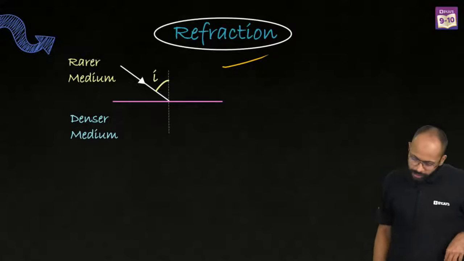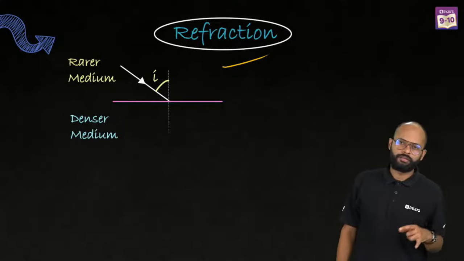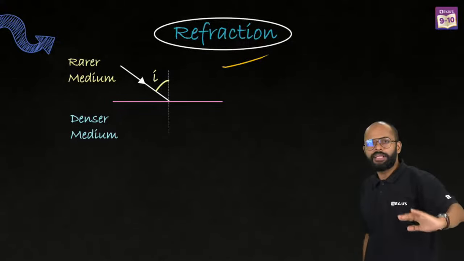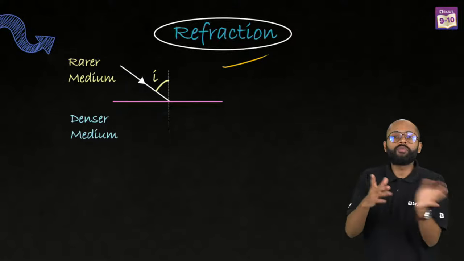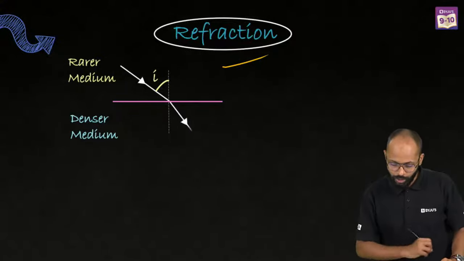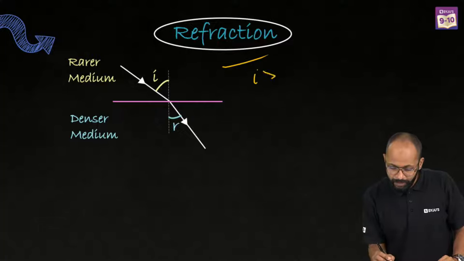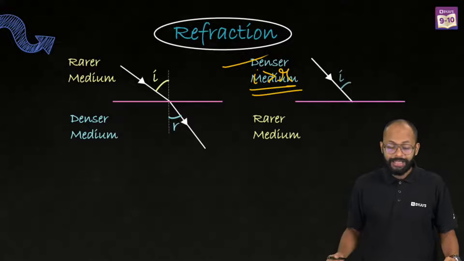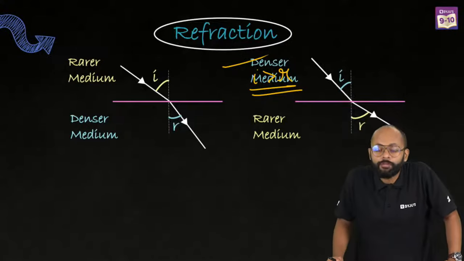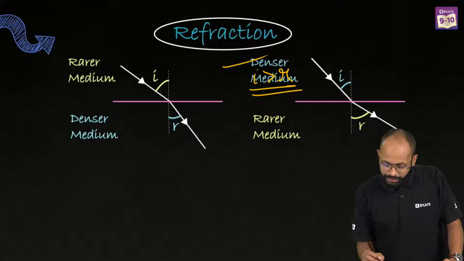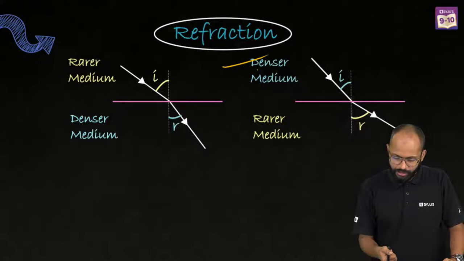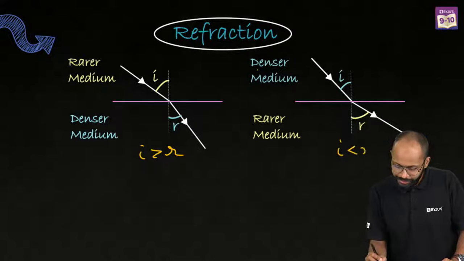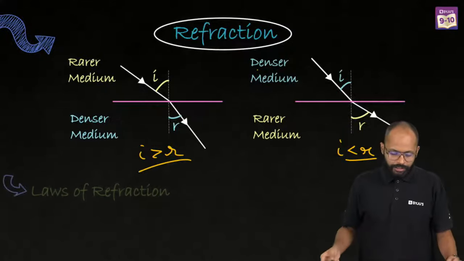When light goes from rarer medium to denser medium, it bends, it refracts, towards the normal. Which means I is more than R. When light goes from denser medium to rarer medium, it bends away from the normal. It means I is more than R here, and in the other case I is less than R. Now, laws of refraction.